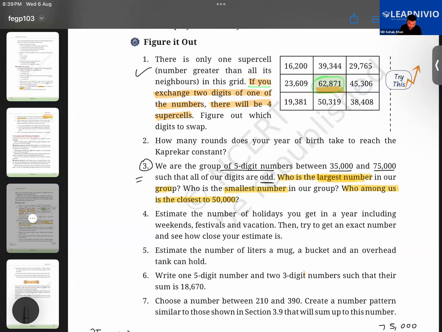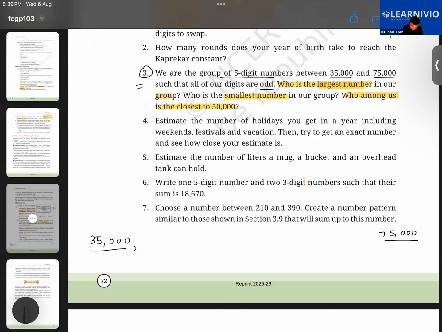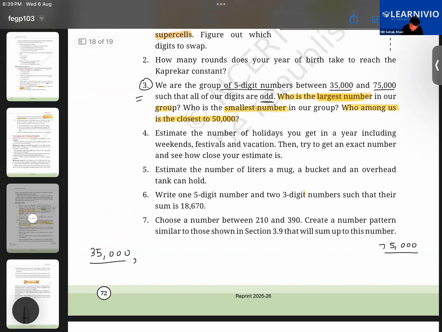So, question number 3, we are doing this one over here. The smallest number in the group, what will it be? Will it be 35,000? Can we take this number? No, we cannot take this number.